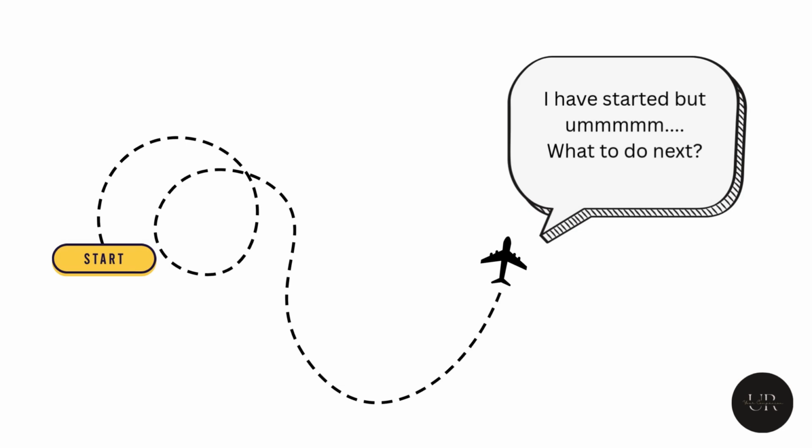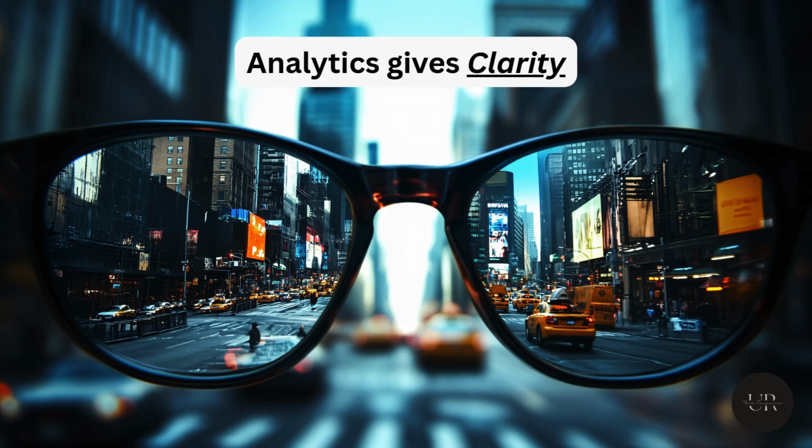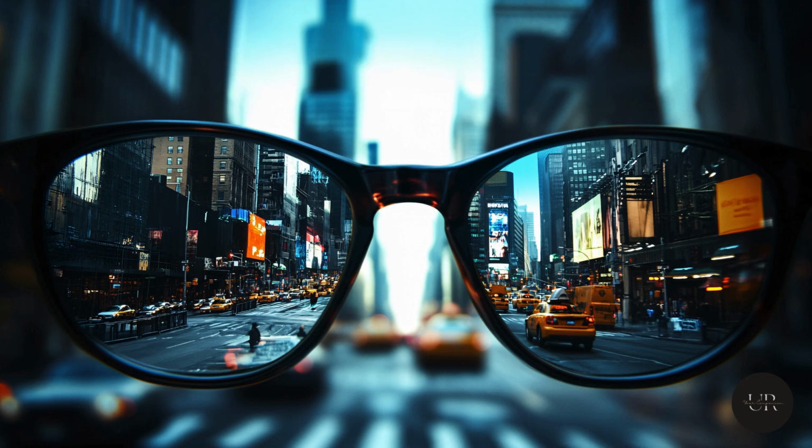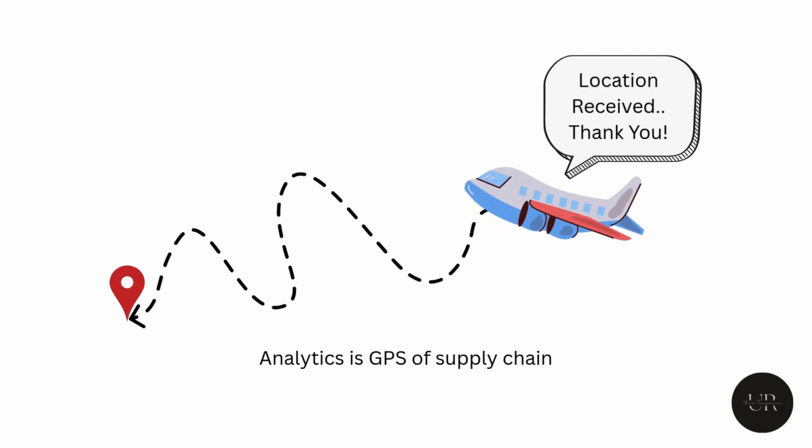In real life, supply chain leaders are flying blind without analytics. They might feel there is a problem, but they cannot pinpoint it or act quickly enough on the real issue. Analytics gives them clarity because it gives the numbers that explain what's really happening, where the bottlenecks are, and what actions will create the biggest impact. Think of analytics as the GPS of the supply chain. It tells you where you are, what route to take, and how long it will take to get there.